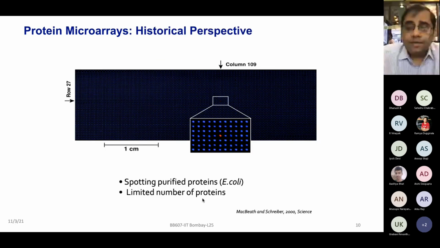All this actually started towards the end of the 1990s to 2000. That was the time when the genome projects were really getting prominent and a large number of sequences were getting accomplished. So that was the time when people were thinking about how to utilize genome-wide information.